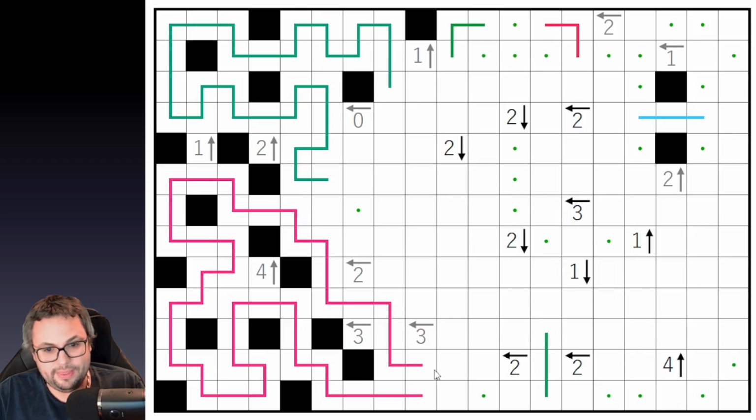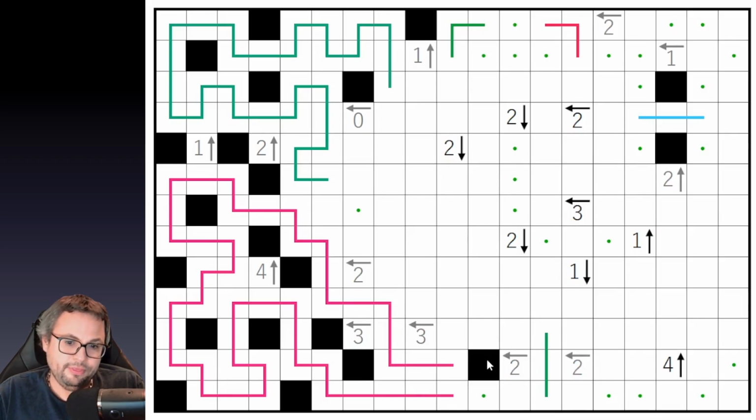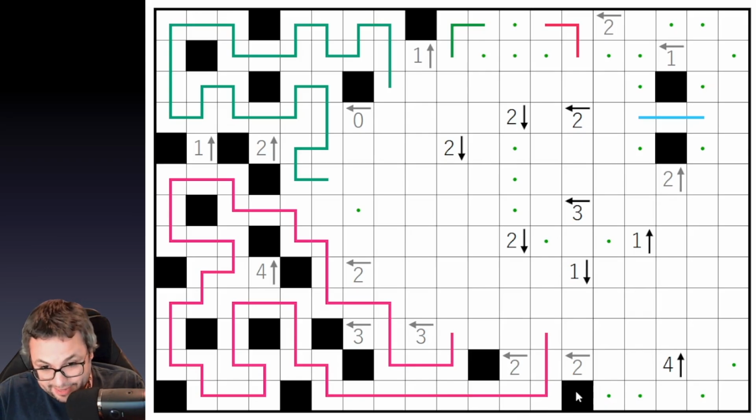So they have to go the way that doesn't connect them, and they have to go the way that doesn't connect them. And now the two needs its second fill, and again they have to go the way that doesn't connect them, and so this ends up over here. Now that's a dead end, which means these are both in because of the one clue. That's in. This is a corner.